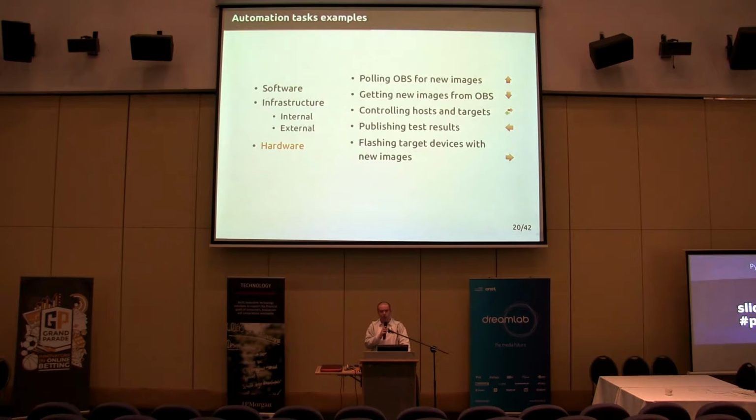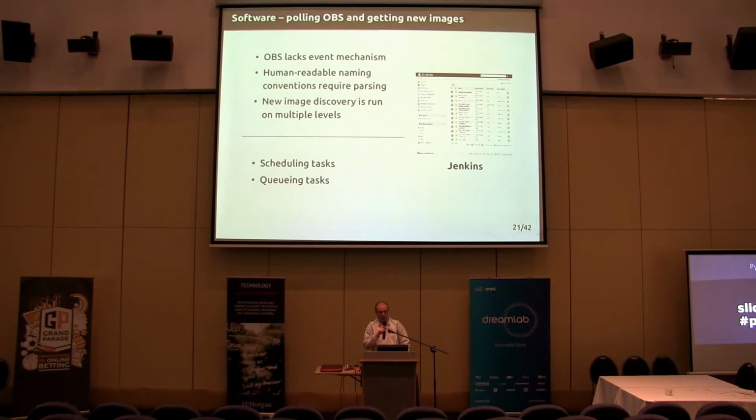Flashing target devices, so putting new system images onto them, was the hardest task, and that will be where the microSD card multiplexers, or SDMuxes for short, will come into action. But let me start with the easiest one. As I already mentioned, Open Build Service does not provide any event mechanism out of the box. There are, however, some workarounds for it, some plugins for the OBS, but in the main installation, every user has to poll for changes manually.